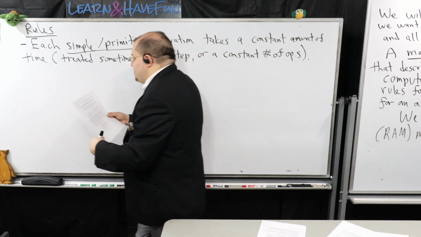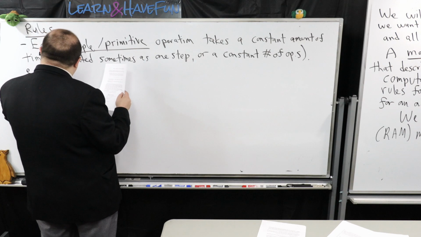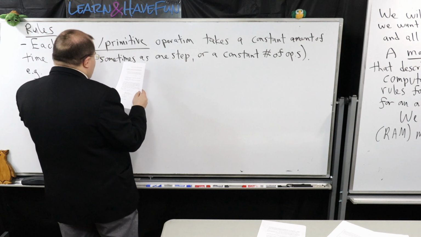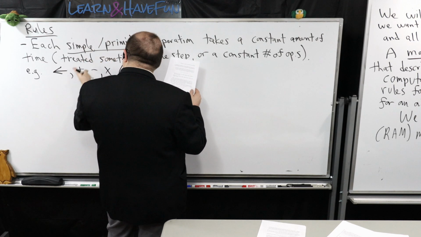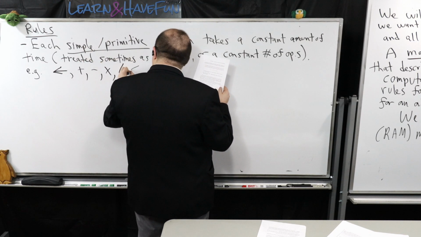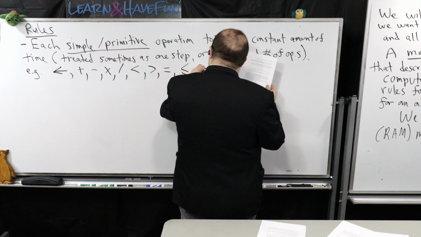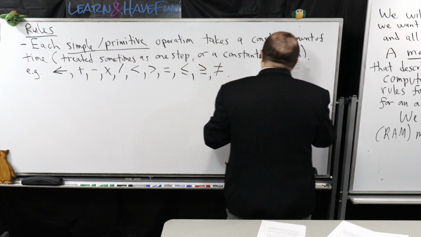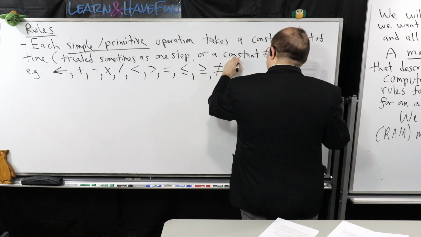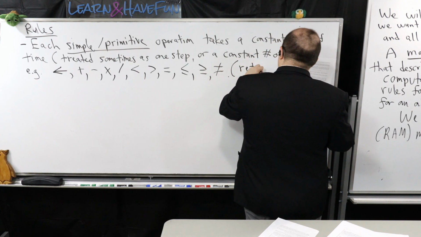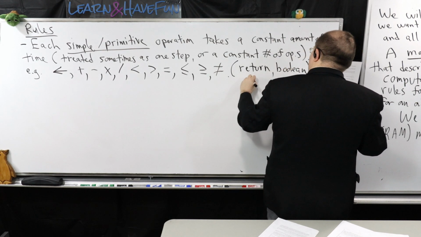So here are some examples of so-called simple or primitive operations. These are all the ones we're going to assume take some constant number of operations: assignment, addition, subtraction, multiplication, division. Any arithmetic typically we'll assume so. Comparisons, like less than, greater than, equals, less than or equal, greater or equal, not equals. Typical arithmetic and logical operations, they all fall under this. So other things like return statements, Boolean operations as well.